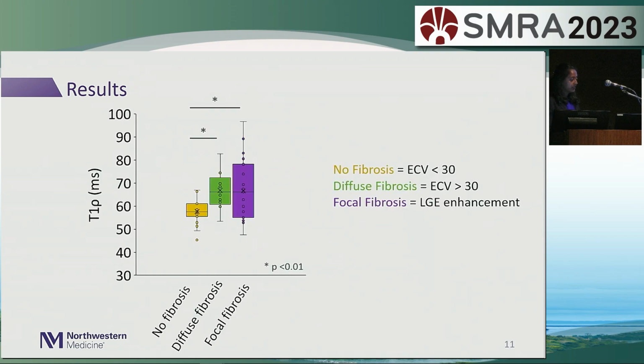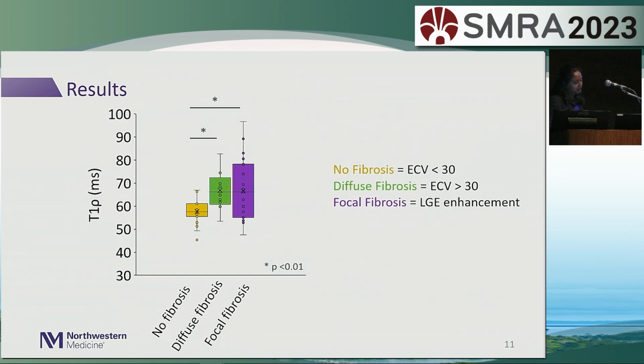However, by looking at our T1-rho and comparing fibrosis versus non-fibrosis, we can see significant differences in areas without fibrosis and those with fibrosis. The no fibrosis areas were ECVs less than 30 and no scar detected. Diffuse fibrosis was ECV greater than 30, and focal fibrosis was LGE enhancement as determined by the clinical report. As you can see here, the areas with no fibrosis had an average T1-rho of around 57 milliseconds, whereas those with fibrosis had an average T1-rho around 67 milliseconds.